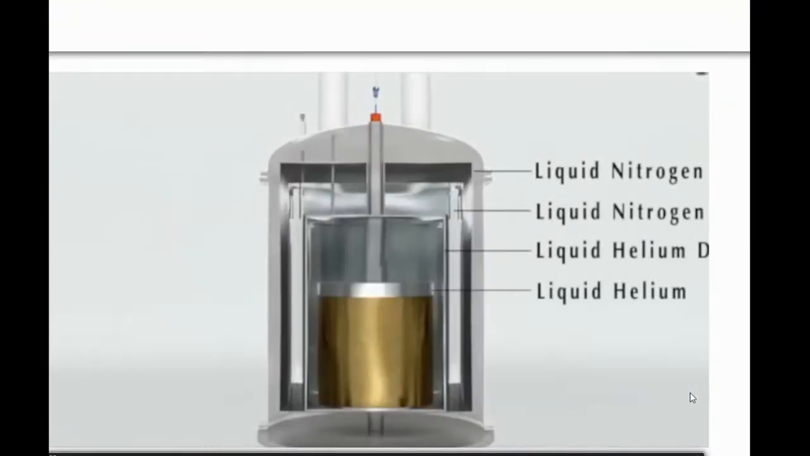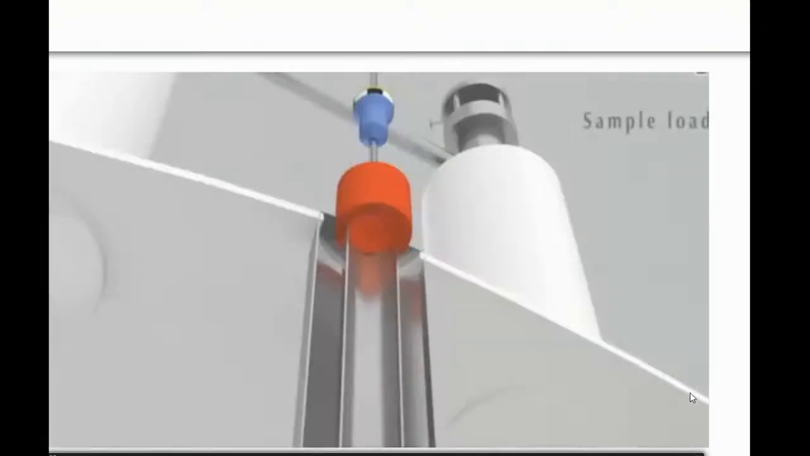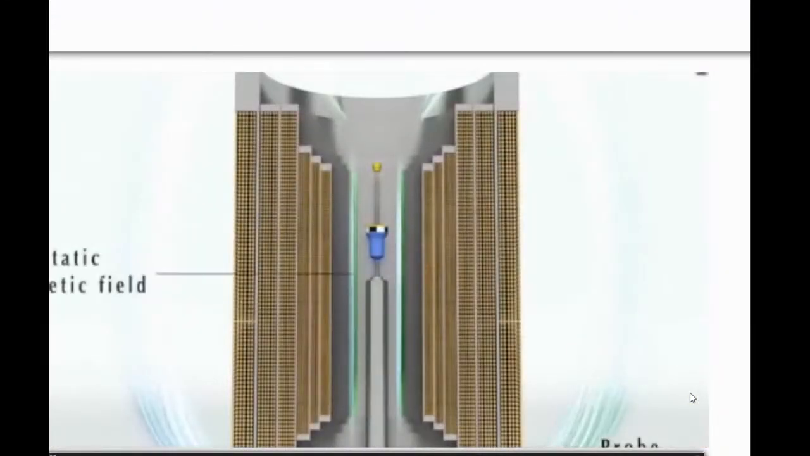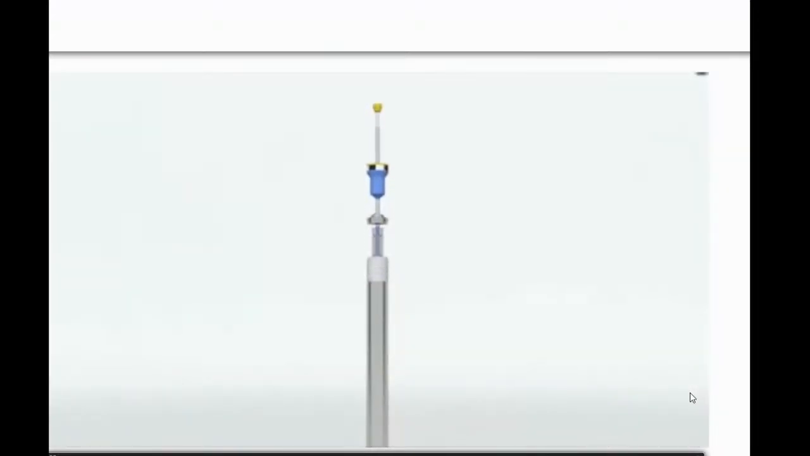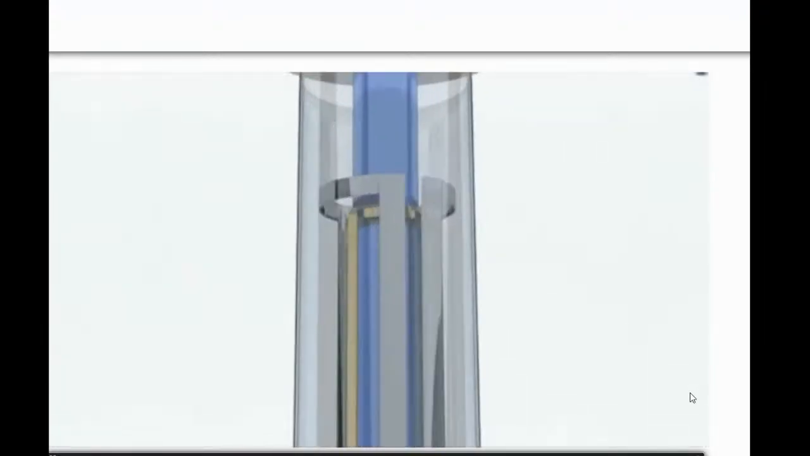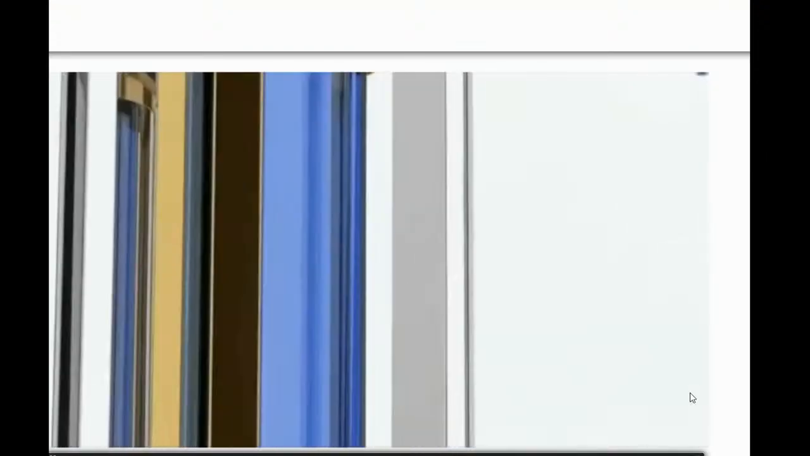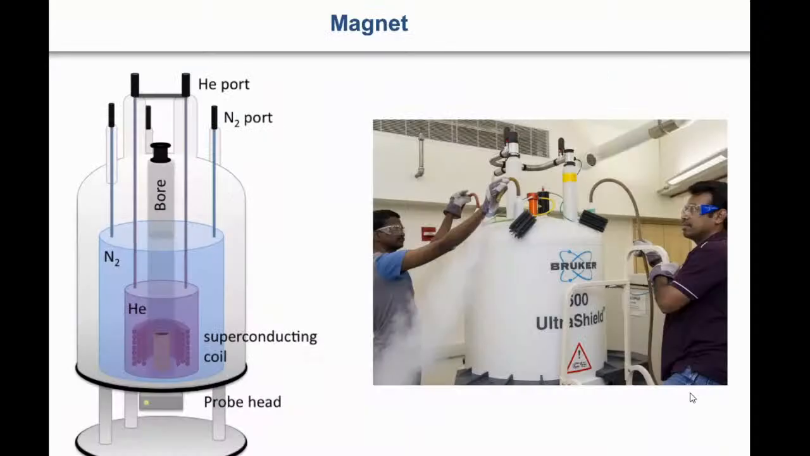It basically comes down. It comes down and sits in the probe. The probe comes from the bottom. And you see the other two are the NMR. That is a magnet that is there. Okay, this is a radio frequency coil inside the probe. And inside the magnetic tube, you can have your nuclei. Right, so this is what happens.